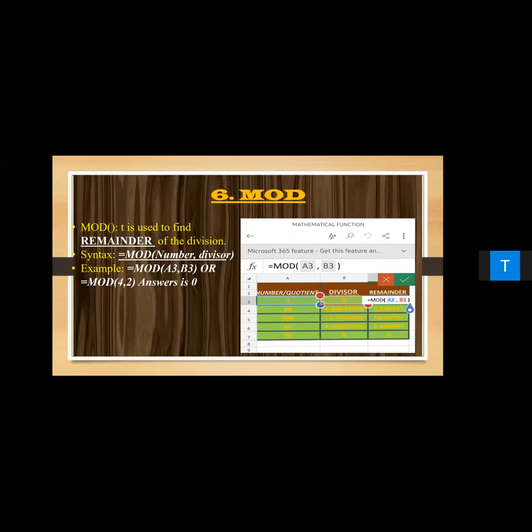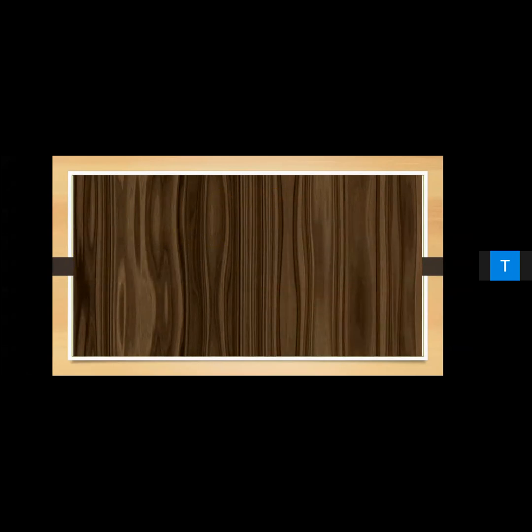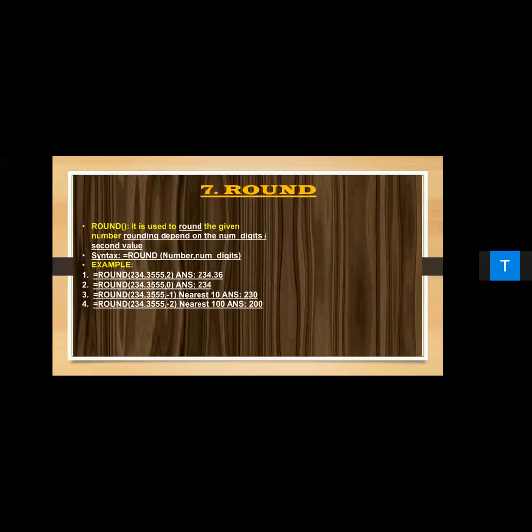The answer is 0. Remainder is 0. Then the seventh is ROUND. It is used to round the given number. Rounding depends on the num digit, or a second value. Syntax is equals ROUND, number, comma, num digit. The rounding always depends on the num digit.